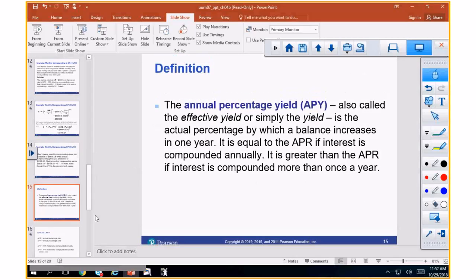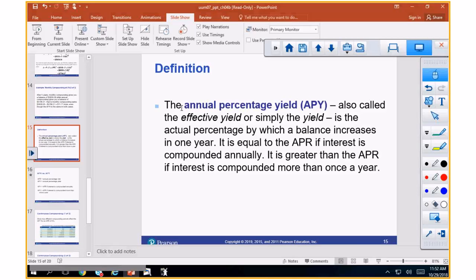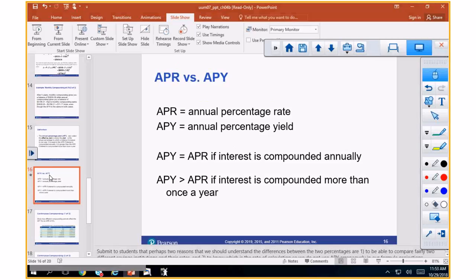Go ahead and write this down because you're going to see some questions about this. I don't test you on this, but you're going to see some homework questions on it. It's called the annual percentage yield. The annual percentage yield is equal to the APR if interest is compounded annually, which is not going to be annually all the time. APY is greater than APR if it's more than 1 year.